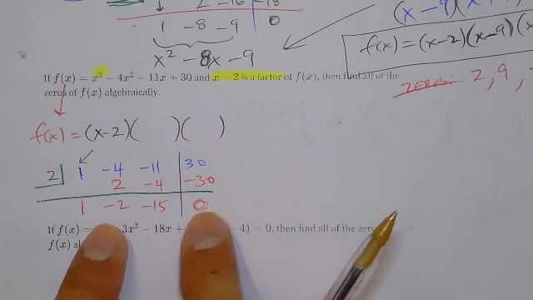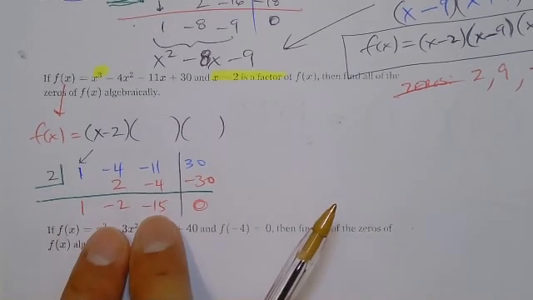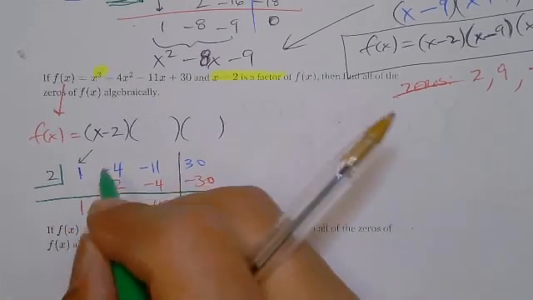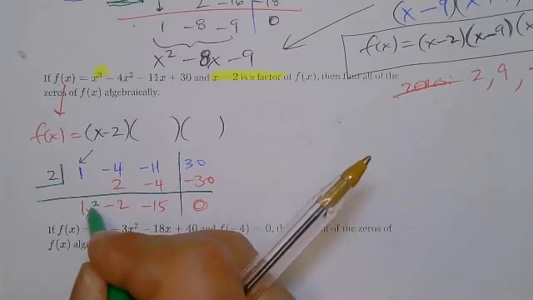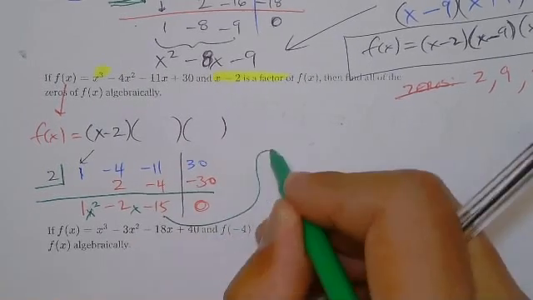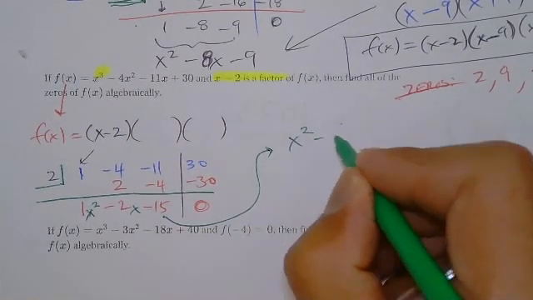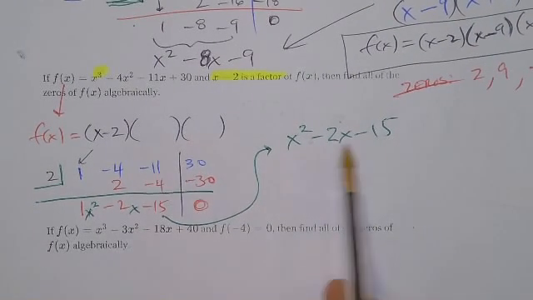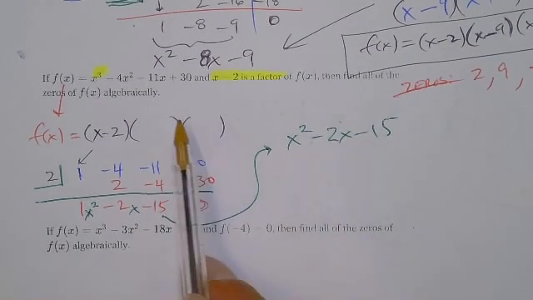That's a little checkpoint telling you you're good. But see, here's where you get the rest of the other two. Because now this one is what? This one is x squared and x and then the number. So let me bring it over here. Isn't that x squared minus 2x minus 15?